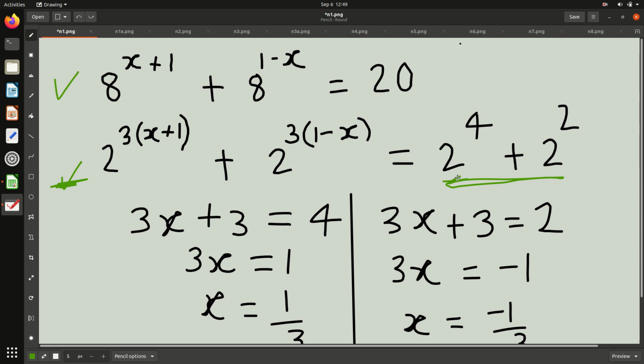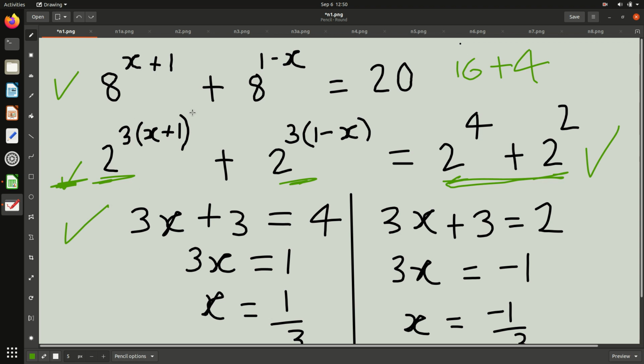Once you are able to do this, the question is solved. If you look carefully, this 20 can be written as 16 plus 4. Yes or no? The moment you find that this is 16 plus 4, I have written the same thing. 16 is nothing but 2 to the power 4 and 4 is nothing but 2 square. Now see, here also 2 to the power something and 2 to the power something. The moment we got this, we have to do nothing. Just equate. Since the base is equal, the power will also be equal. So we have done the same thing.